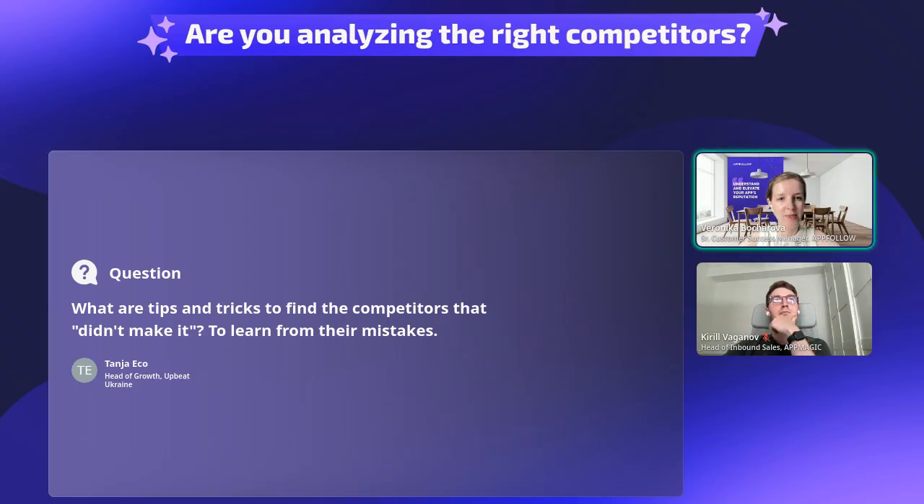What are tips and tricks to find the competitors that didn't make it, to learn from their mistakes? You mean how to find them? If you have a tool, a market research tool, it shouldn't be a problem. I'm not going to advertise and tell you names. If you have a tool, it's pretty easy. If you don't, then that's going to be a little bit more tricky.